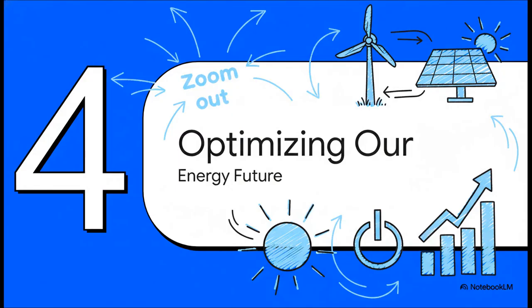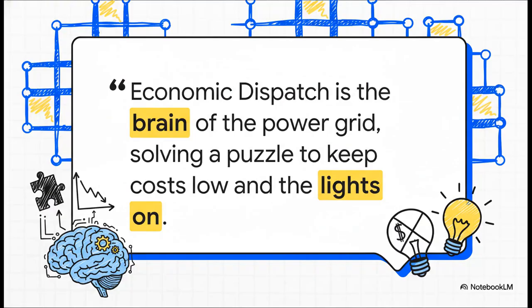Okay, so we've been deep in the weeds with the math and the code. Let's pull back for a second and think about what this really means for our energy future. If you take away one thing, let it be this. Economic dispatch is literally the brain of the power grid. It's this non-stop process, constantly solving this incredibly complex puzzle behind the scenes to keep our lights on and our bills as low as possible every moment of every day.